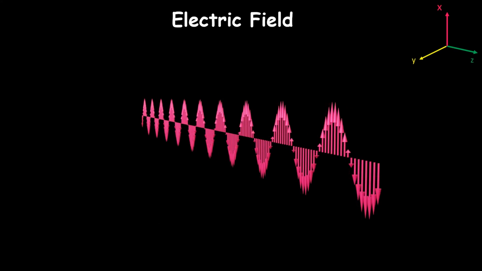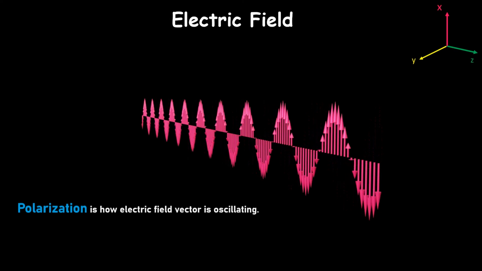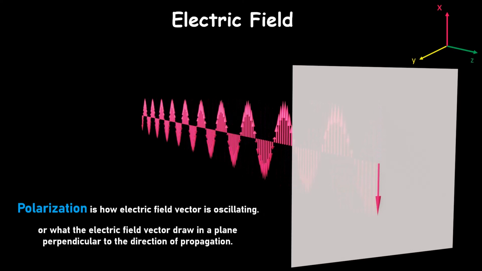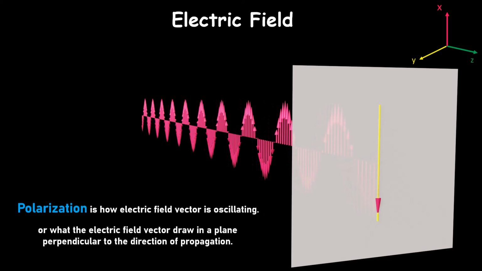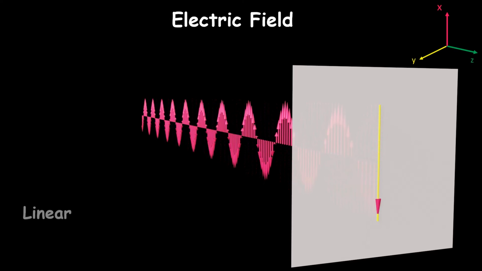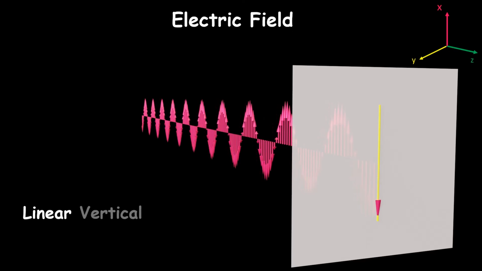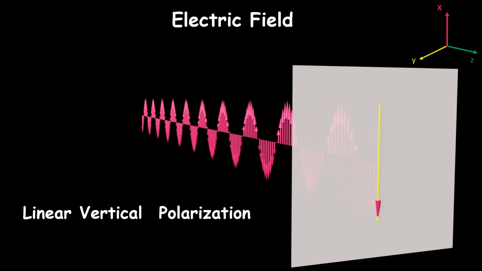The polarization of an electromagnetic wave is the study of how the electric field is oscillating. Or in another way, what the electric field vector draws in a plane perpendicular to the direction of propagation. For this case, the electric field draws a line on this plane, so this type of polarization is called linear polarization. This line is a vertical line, so it is called vertical polarization.